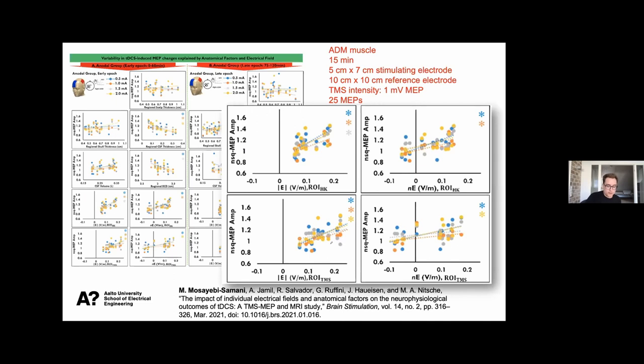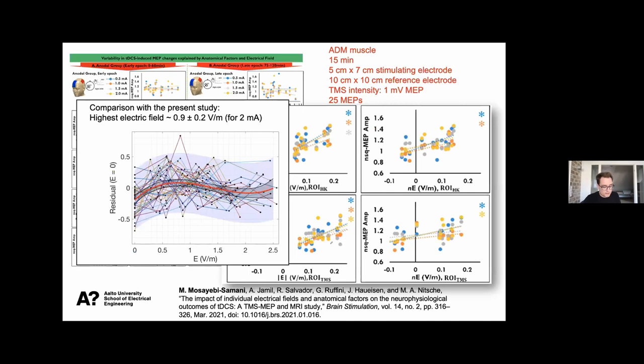And then you can also compare the results with the previous studies and calculate what were the electric field values in those studies, in their experimental conditions. For instance, a study published a while ago had a maximum value of 0.9 volts per meter, which is somewhere around here. And they found a positive effect of the electric field for each of the current magnitudes that they used, which is in agreement with our result, as in this range the effect is positive.